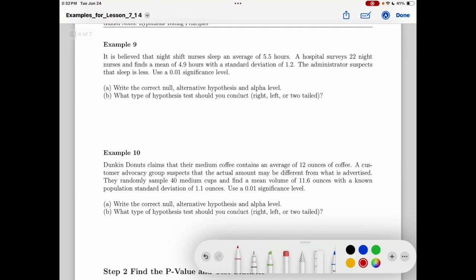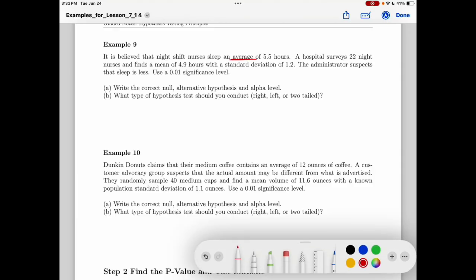Okay, looking at example 9, it is believed that night shift nurses sleep an average of 5.5 hours. A hospital surveys 22 night nurses and finds a mean of 4.9 hours with a standard deviation of 1.2. The administrator suspects that sleep is less. Use a 0.01 significance level.